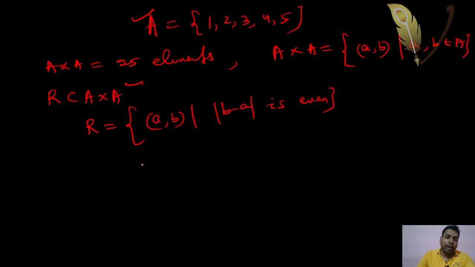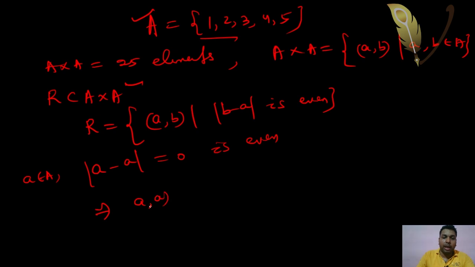Now, for a minus a, for every a belongs to the set A, |a minus a| equal to 0, and 0 is always even. So, a minus a is 0, is even. So, that implies (a,a) belongs to R for all a belongs to A. So, R is reflexive.